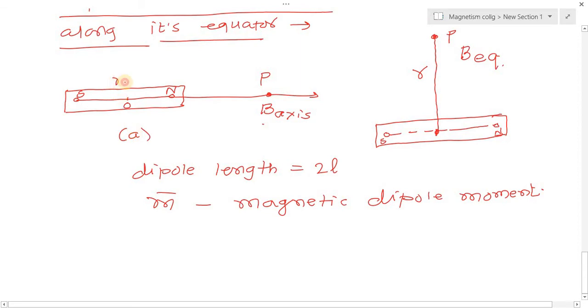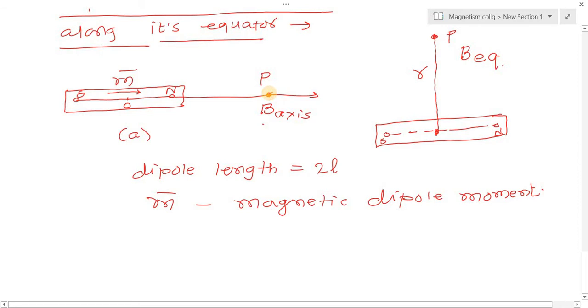Then m bar is the magnetic dipole moment here, whose direction is from south pole to north pole. So this is the direction of m bar here, which is shown in figure A. Now we will find the magnetic field at a point P along the axis of the bar magnet.